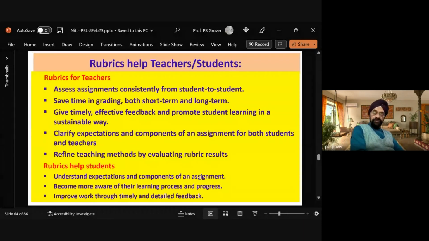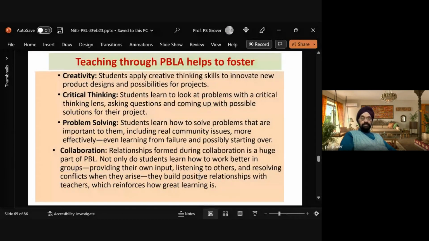I had mentioned, suppose 5 students or 3 students are doing a project, how do you assess it? In that case, rubrics help us to assess them. So rubrics help teachers assess assignments consistently from student to student, save time in grading, and clarify expectations. They also help students understand expectations and components of an assignment in PBL, become more aware of their learning process and progress, improve through work and take feedback. So PBL used with rubrics will give us so many things.